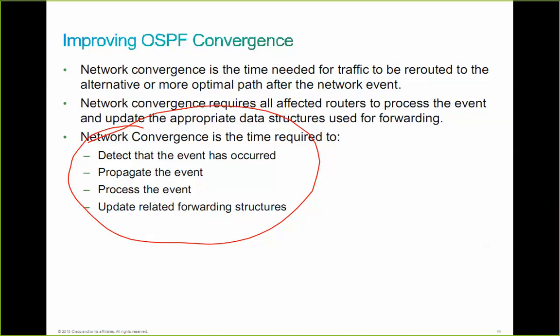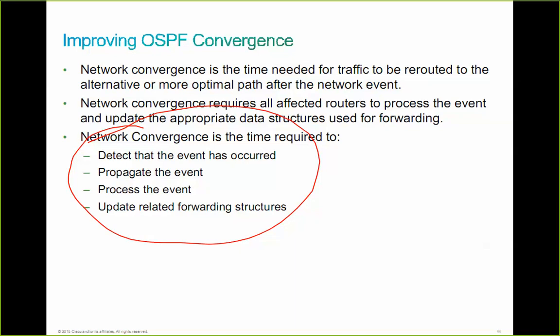And then finally, the last step. Remember I said there were 4 steps. We see them listed on the slide. The last step is to update forwarding data structures. So the routing algorithm runs its calculations, and as a result, that information needs to be entered into our data plane packet forwarding data structures, namely our Cisco Express Forwarding data structures, right?